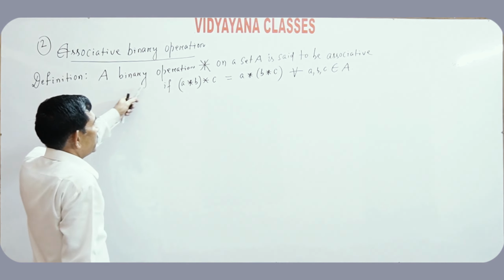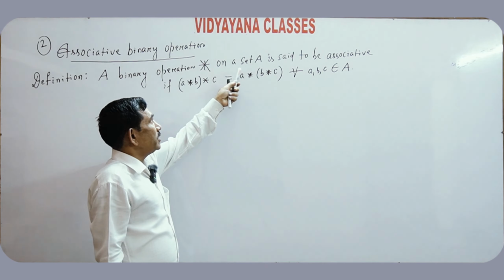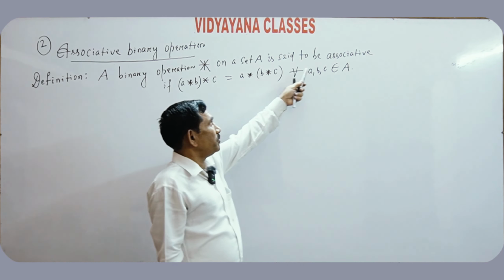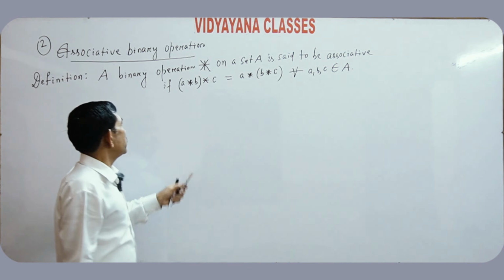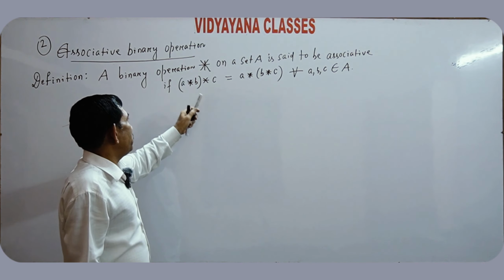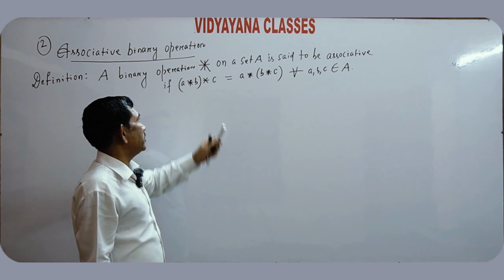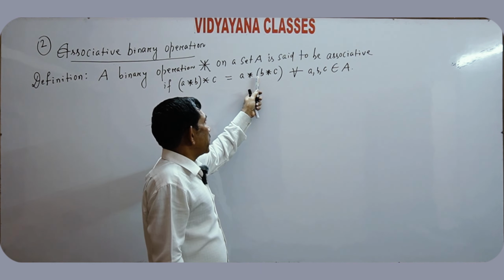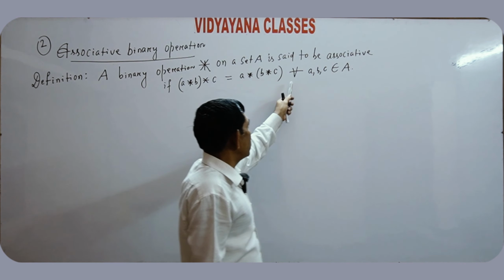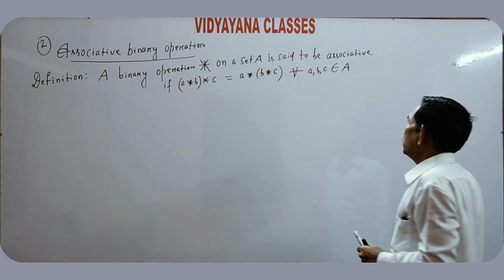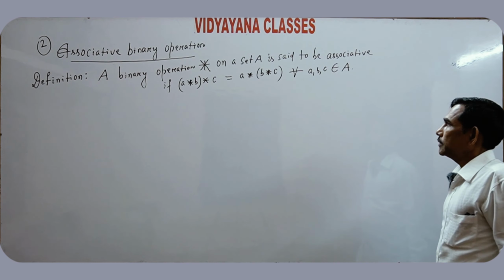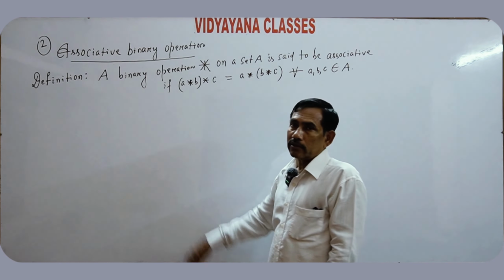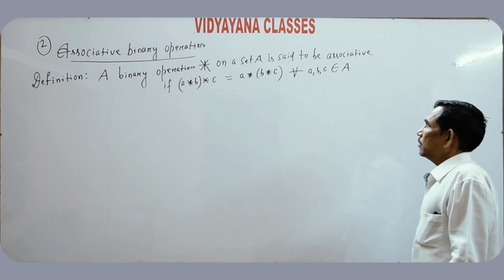A binary operation star on a set capital A is said to be associative if (a star b) star c is equal to a star (b star c) for all a, b, c belonging to A. Star is the binary operation on A.